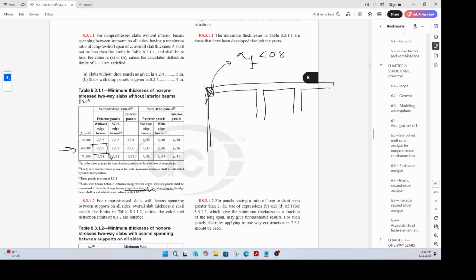But if the alpha f value of that edge beam is greater than 0.8, that means the edge beam has a decent meat on it, and then you pick up your value from this column here, wherein it says with edge beam, meaning you consider your edge beam as present and active, right? So how do you find the alpha value?